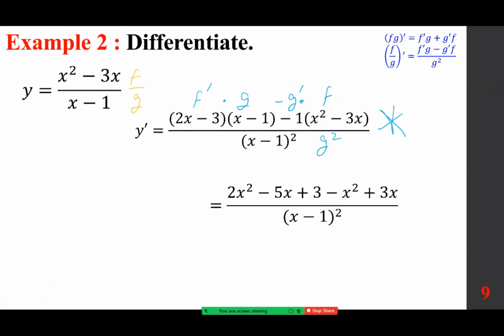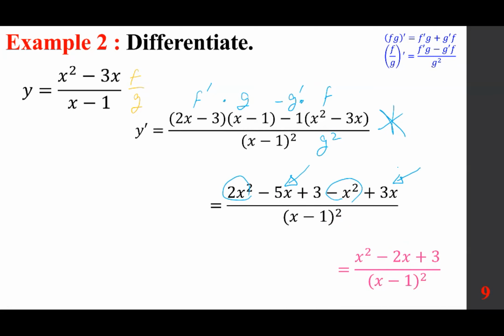As you can see, this was the only calculus step. Now we're going to go with algebra. We're going to combine 2x squared and negative x squared, and we get x squared. We're going to combine negative 5x and positive 3x into negative 2x, and we write the constant 3, and we are done. So a lot of algebraic steps, one step of calculus using the quotient rule.